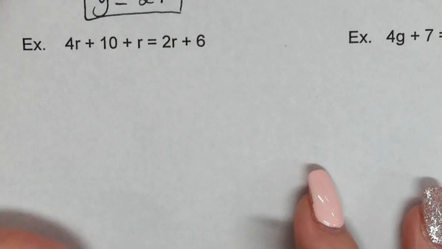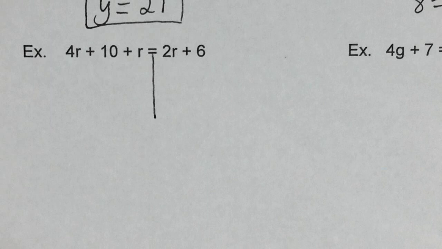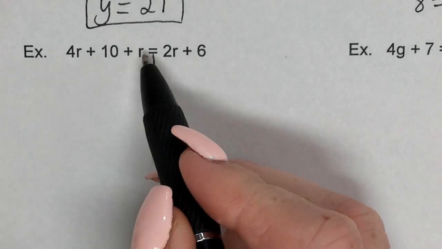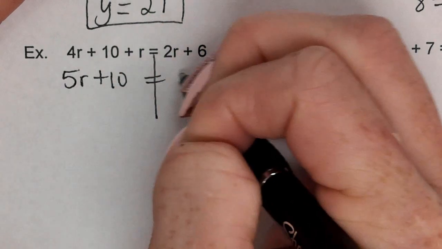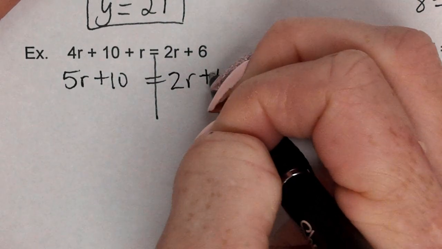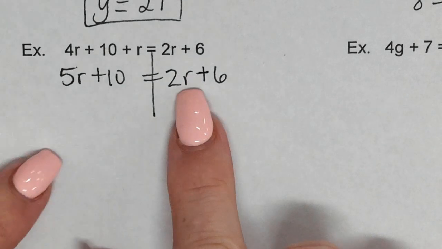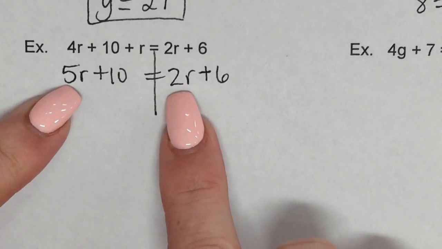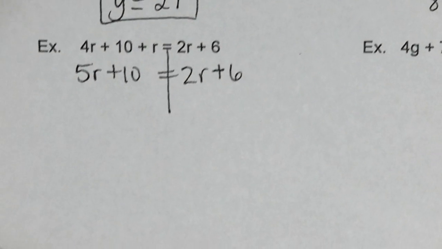Let's look at this one. Are there any parentheses? No. Are there like terms? Yes. So what is 4r plus r? 5r plus 10 equals 2r plus 6. Now, knowing what I taught you about slope and y-intercept, are these slopes the same? No. You're going to be able to solve it then. It's going to be a regular answer like r equals 10 or whatever.